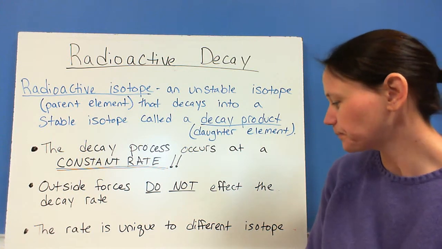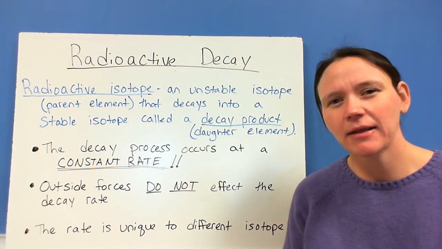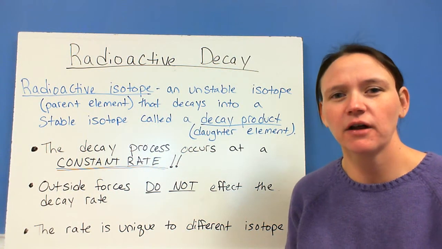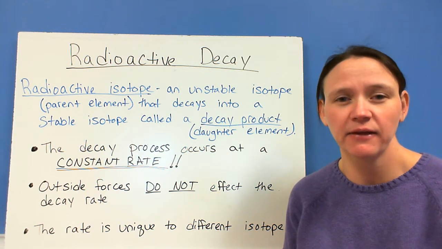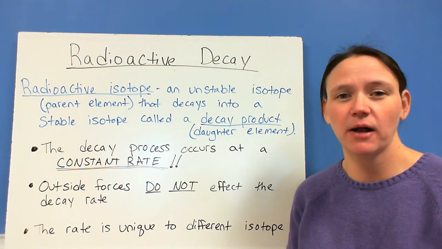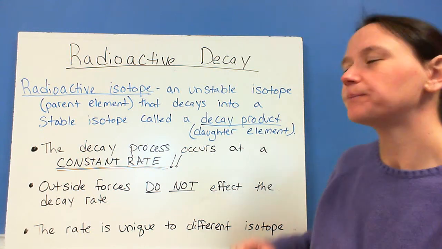The other thing about radioactive decay is that depending on the isotope you have, the decay rate is different. So different unstable isotopes or radioactive isotopes are going to have different decay rates, and that allows us to find ages of different types of rocks, rocks that might be really, really old or rocks that are maybe a little bit more recent.